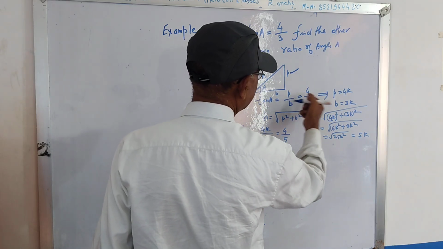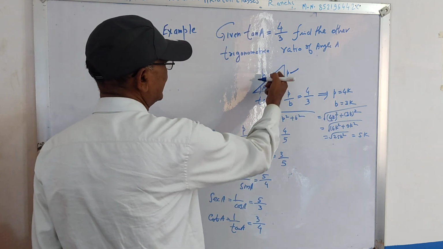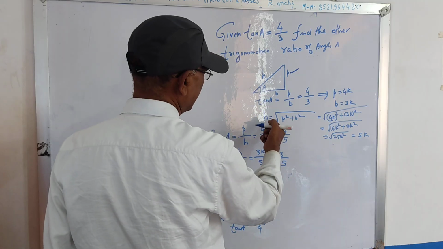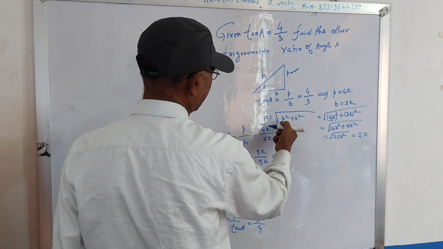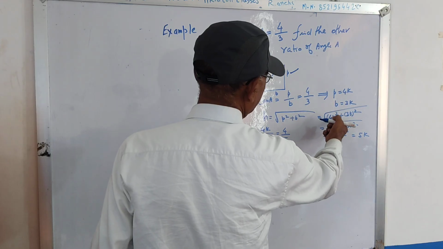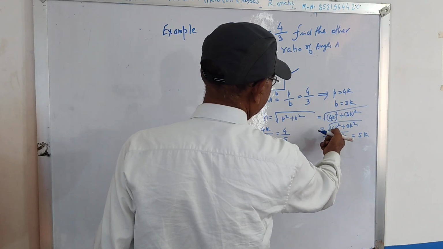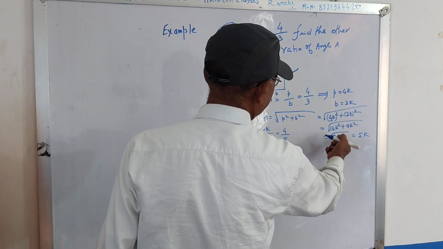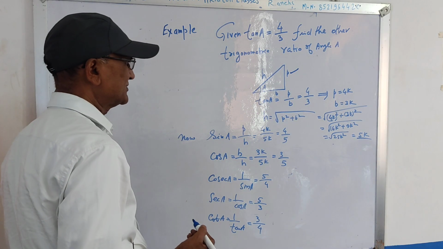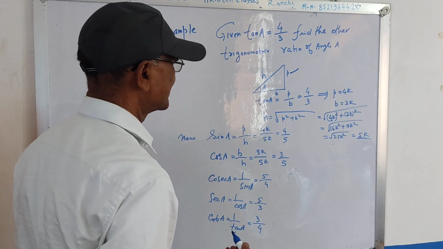So we will take P as 4K and B as 3K. Now applying Pythagoras theorem in this right angle triangle, hypotenuse H will be equal to the square root of P square plus B square. So putting P as 4K and B as 3K, it will become 16K square plus 9K square. If you add it, 25K square, so the root is 5K. So hypotenuse H you are getting is 5K, where K is some constant.